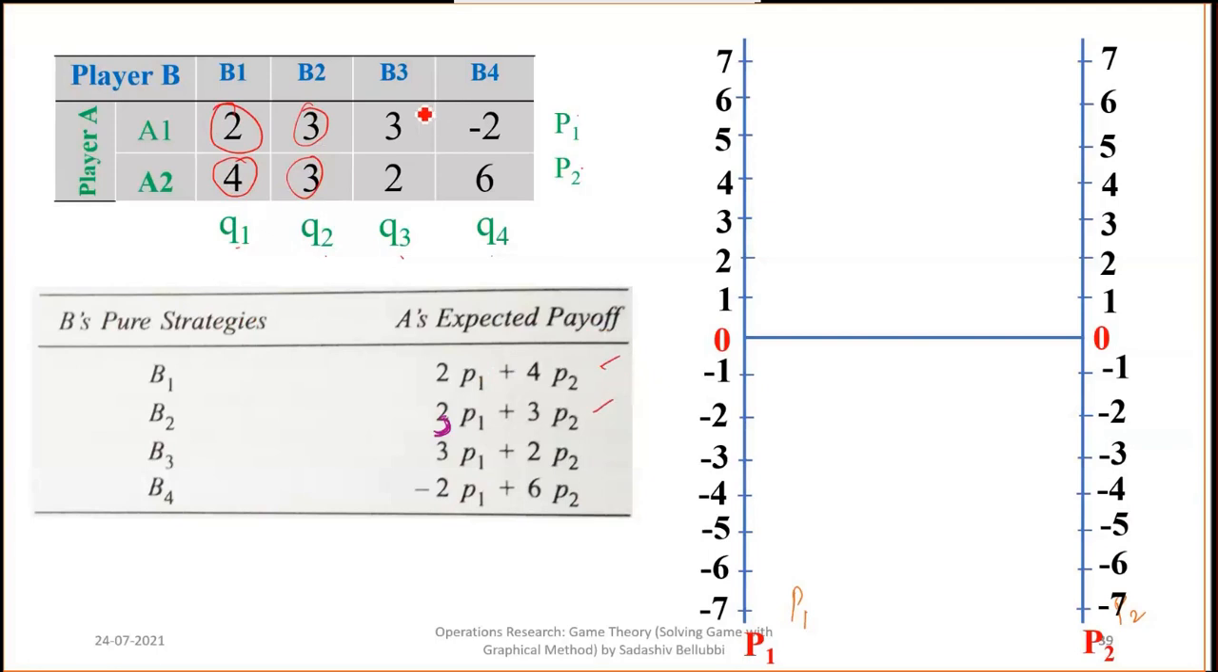And for the B3, 3 P1 plus 2 P2. And for the B4, minus 2 P1 plus 6 P2. Once you write this table, then we need to draw the graph. For this you need to draw two vertical lines and name them P1 and P2.